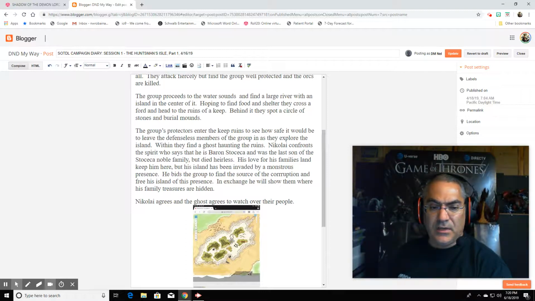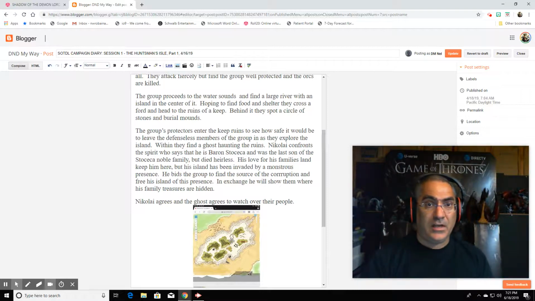So they leave the NPCs on the shore of the river, and the four heroes of the story cross the river and go to the keep. When they get to the keep, they do some exploration, and they find that the keep has a ghost. The ghost is a former noble whose family used to live in the keep and used to oversee this island and the people that had settled on it. The noble, and I forget his name, but the family name is Stosica.